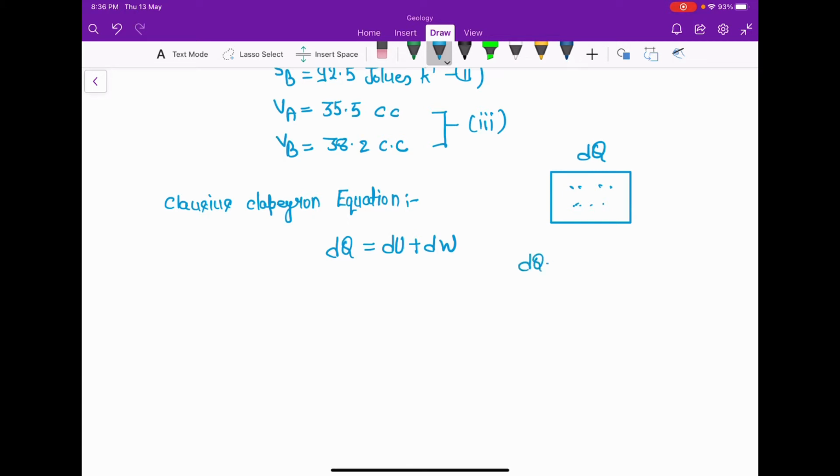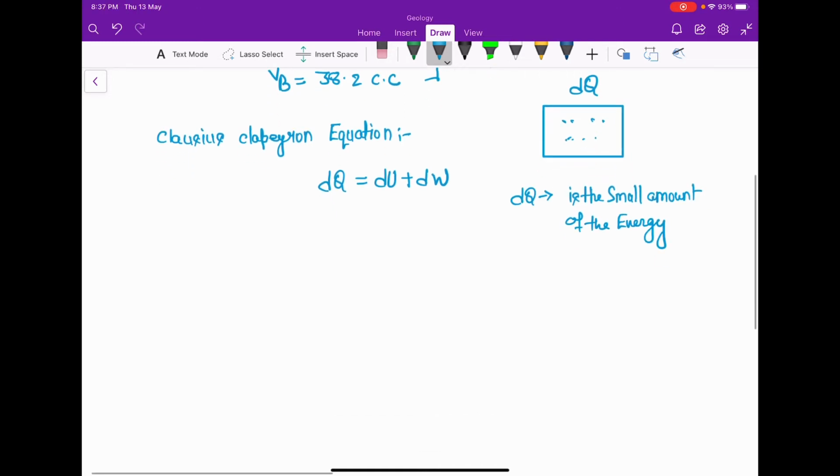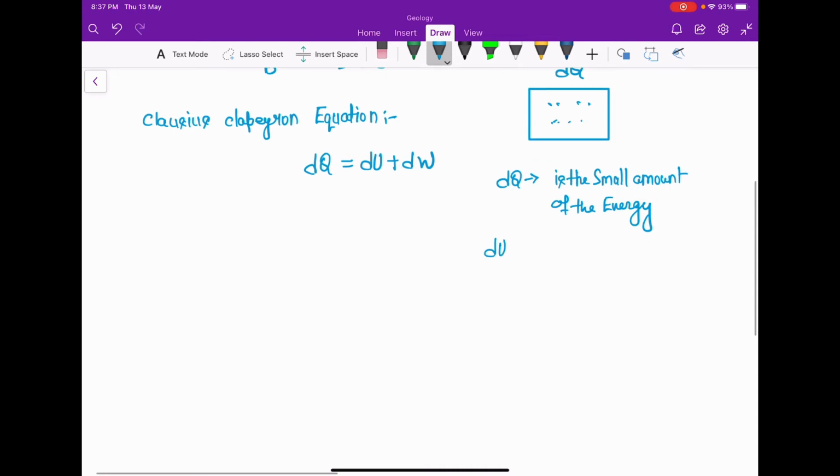So here dq is the small amount of energy which is supplied to a system, and du is the change in the internal energy, where u is your internal energy. And dw is the work done by the system or on the system.